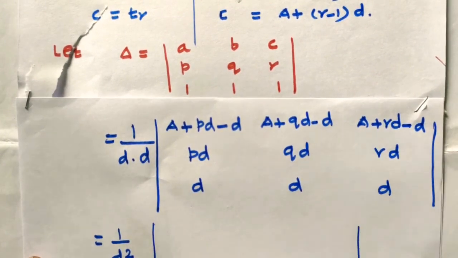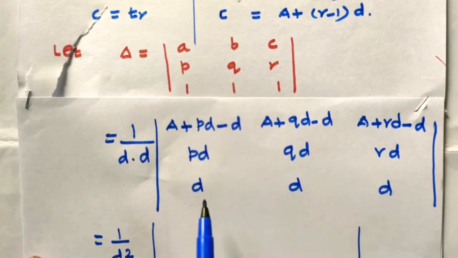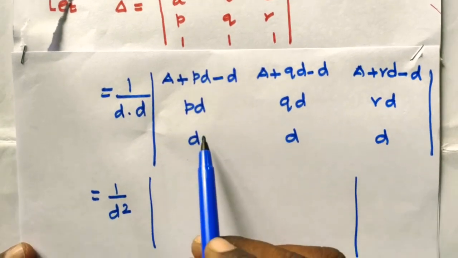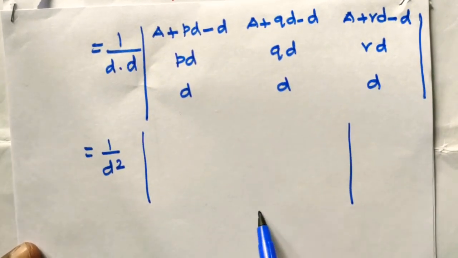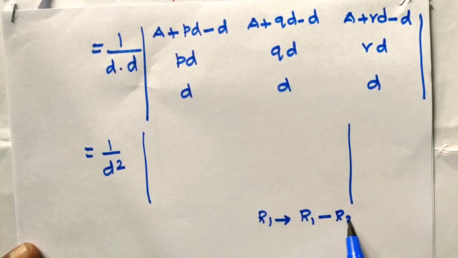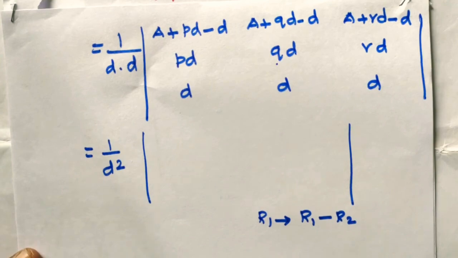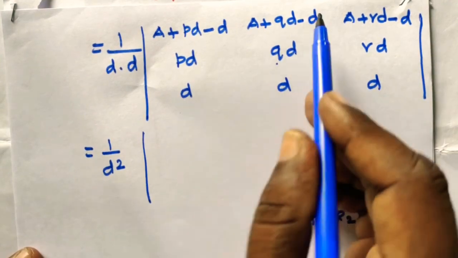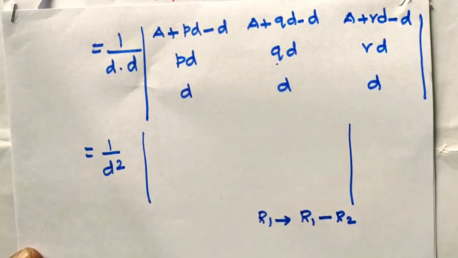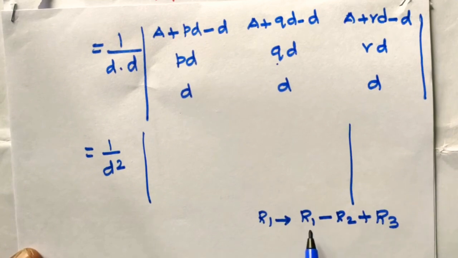So for our solving purpose we have to write this. Look here, there is pd, pd minus d plus d. So we can write R1 as R1 minus R2 because pd, pd, qd, qd, rd, rd are the same sign, and minus d plus d, minus d plus d, minus d plus d are different sign. So R1 minus R2 plus R3. R1 can be written as R1 minus R2 plus R3.